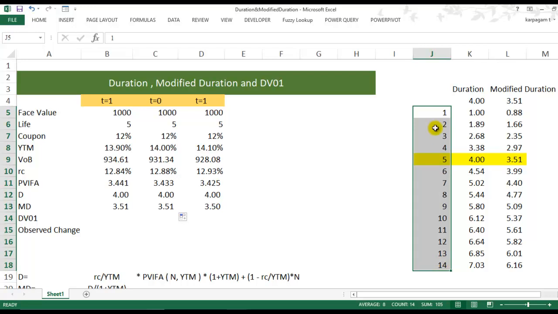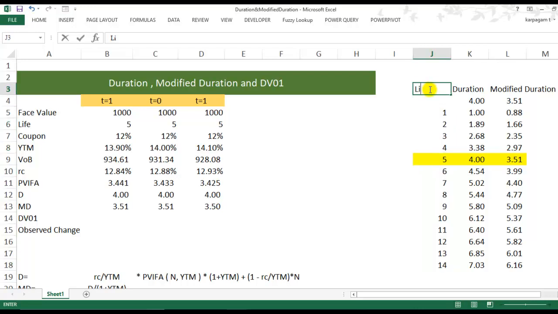For the life of the bond, notice its duration is much smaller. 14 years bond life, duration is 7.03, modified duration is 16.16.